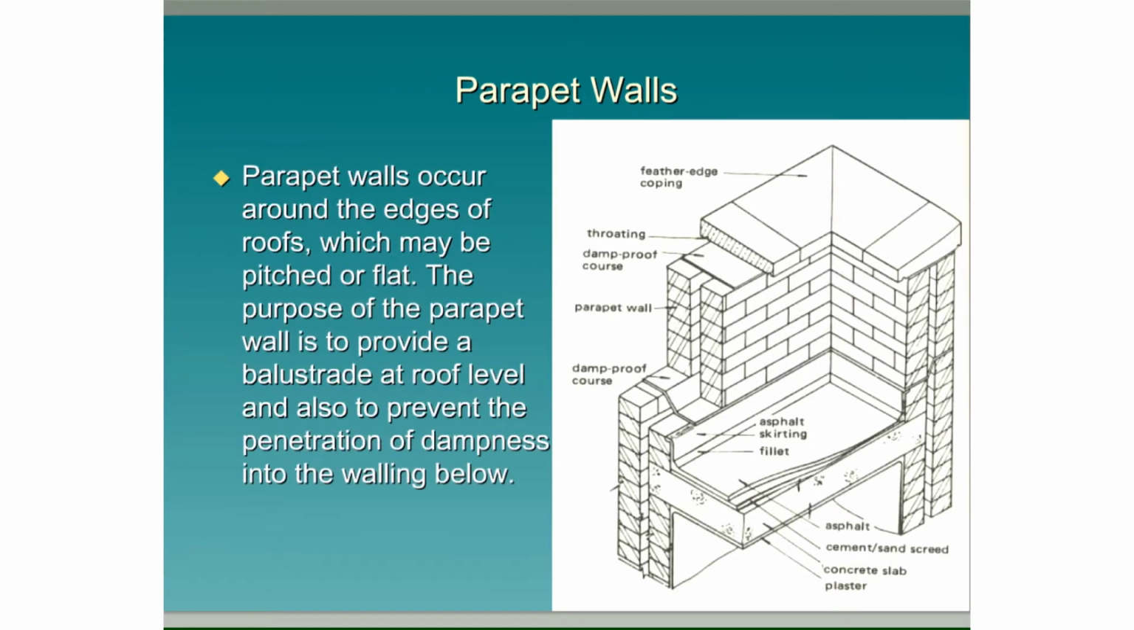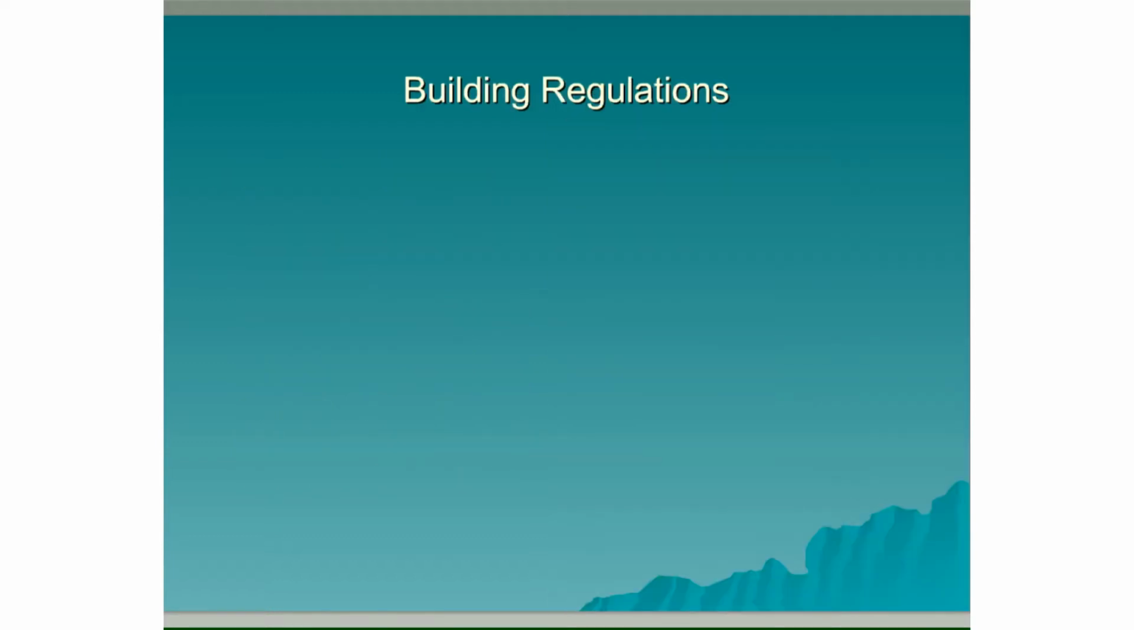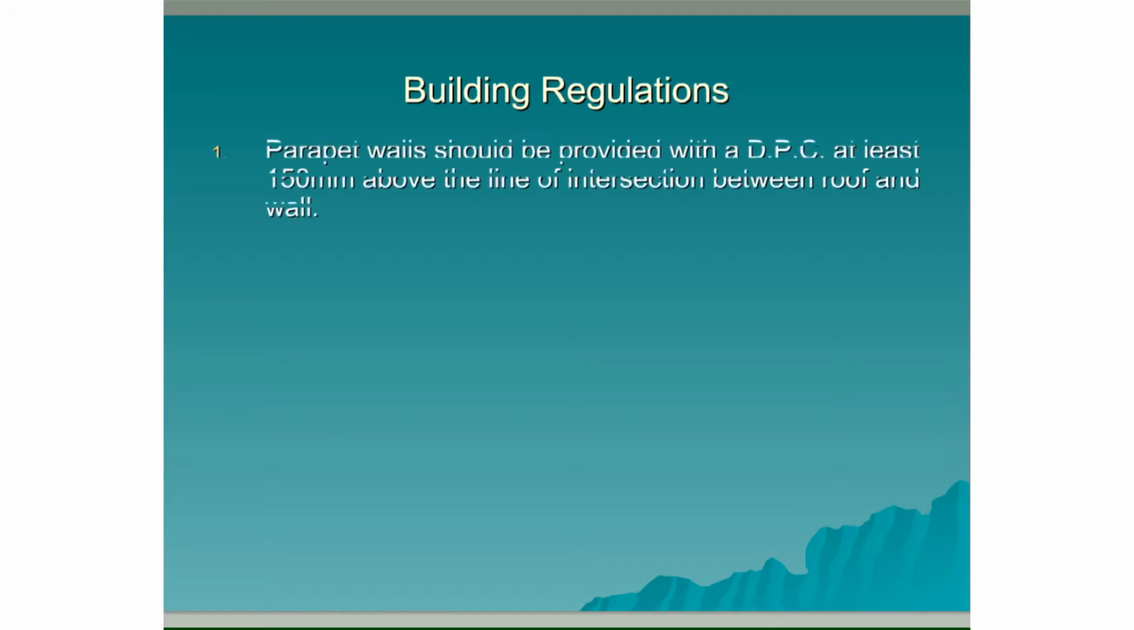Parapet walls occur around the edges of roofs, which may be pitched or flat. The purpose of the parapet wall is to provide a balustrade at roof level and also to prevent the penetration of dampness into the walling below. Building regulations. 1. Parapet walls should be provided with a D.P.C at least 150 mm above the line of intersection between the roof and the wall.